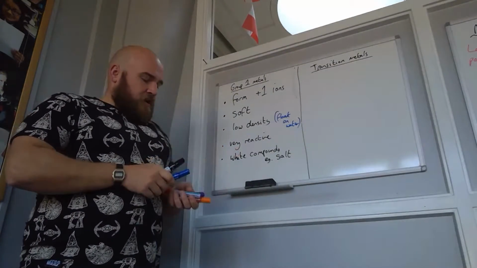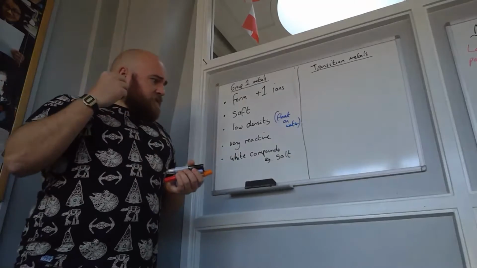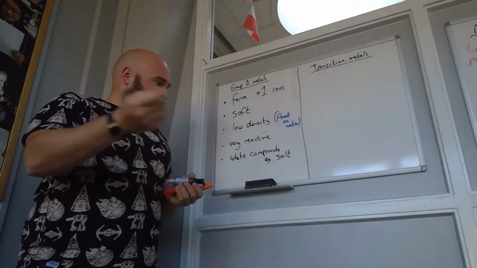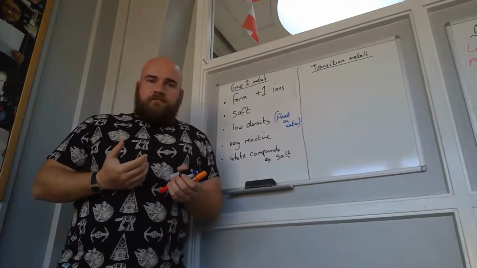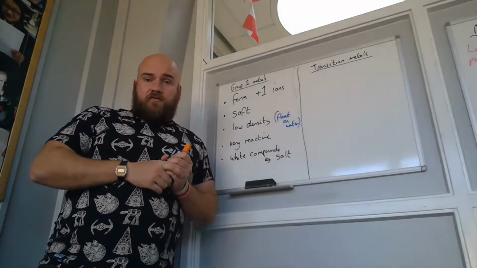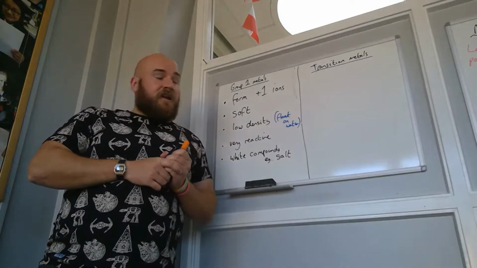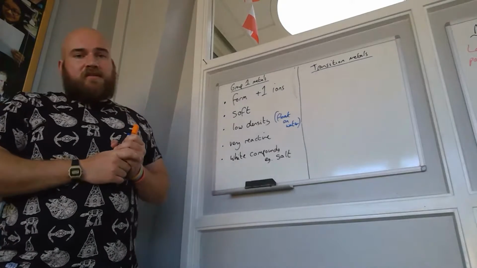White compounds, so salt. So salt is obviously white, sprinkle on your chips, put it on your food, etc. But what is the metal ion within salt? I'll let someone put that onto the chat right now. What is the metal within salt?